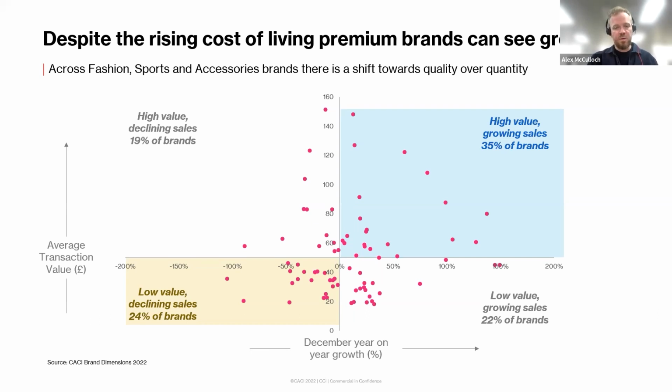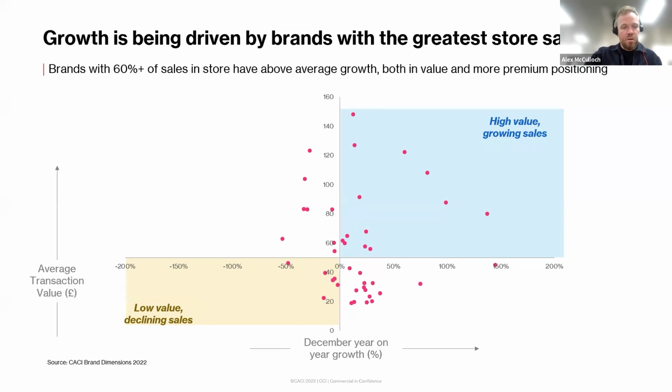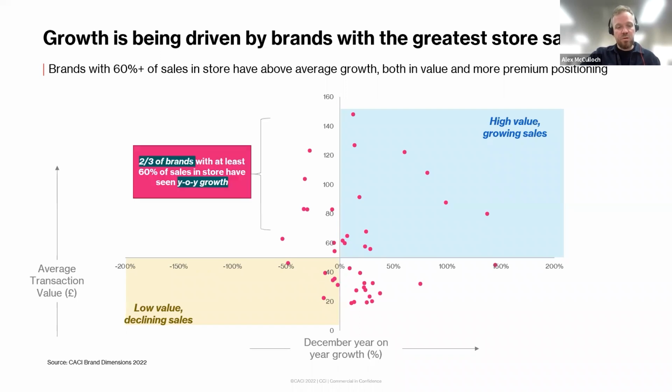I want to look at some of the other commonalities that define what each of those quadrants sort of represent. So we're going to start with the brands that have a greater high street presence. Now, we're defining that as having at least 60% of their sales in the store. This is the average for those categories, so the brands shown are more reliant on store sales on average. Now, we can see the number of brands reporting growth has risen from 57% on the previous page to 67% now. So two-thirds of store-dominated brands have seen growth in their Christmas sales this year.